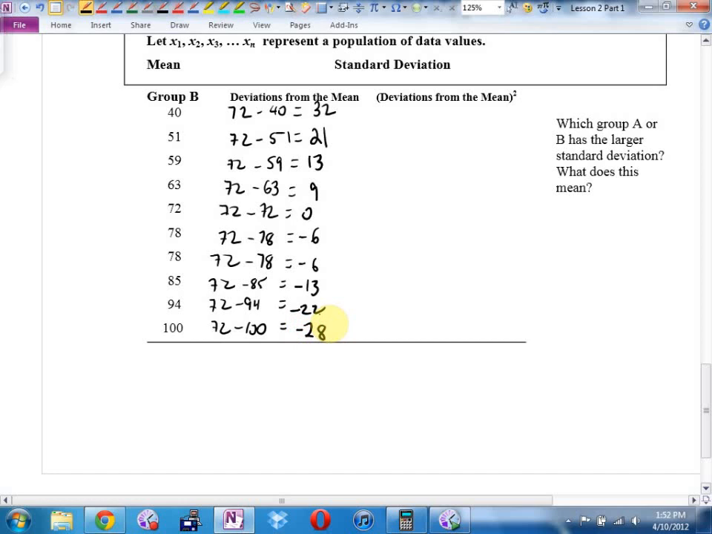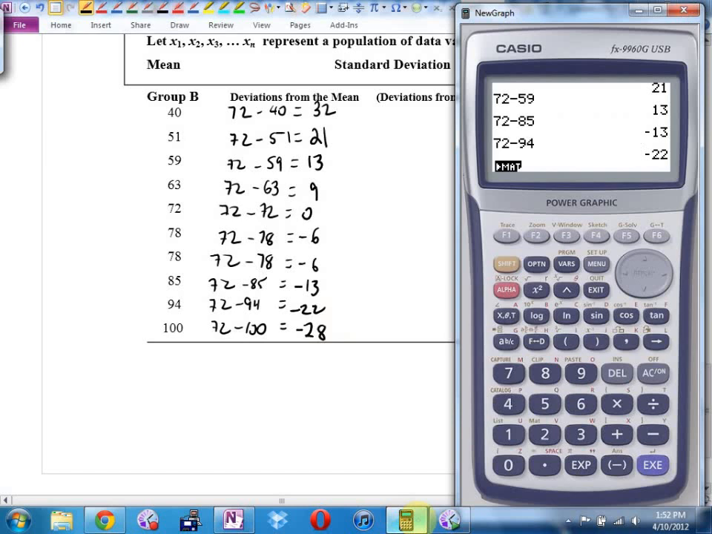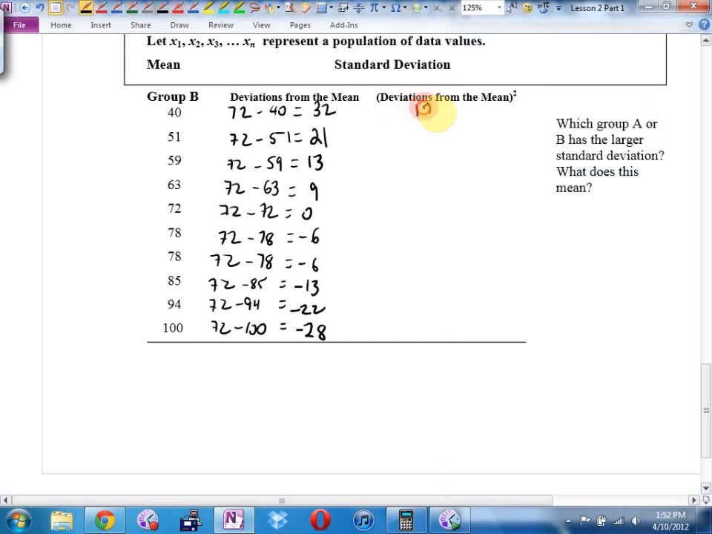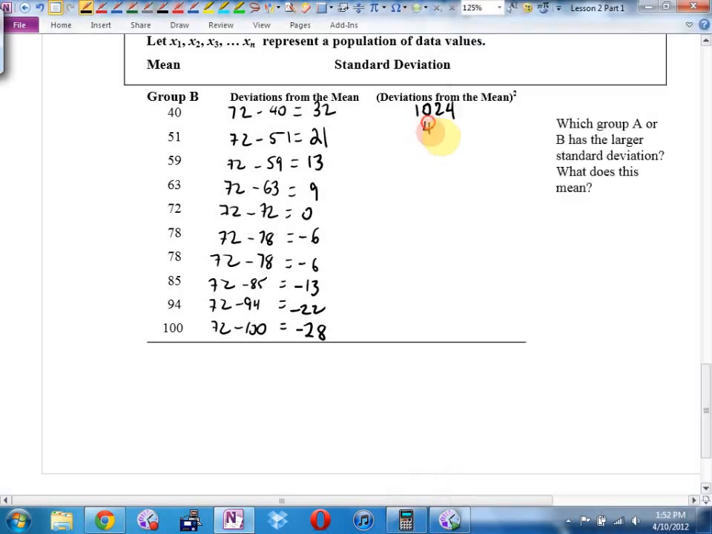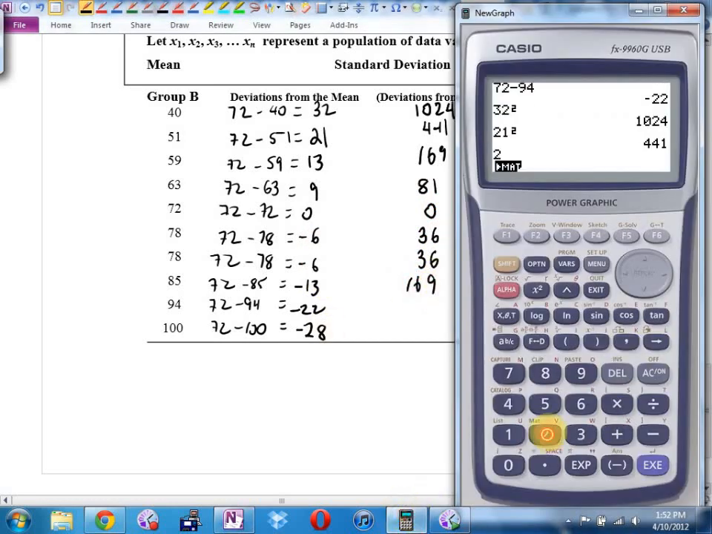Square all these. Sadly, these ones I can't do in my head. 1024. 441. 13 squared I know is 169. 9 squared is 81. 0 squared is 0. Negative 6 squared is 36. Negative 6 squared is 36. Negative 13 squared is 169. 22 squared, I have no idea. 484.